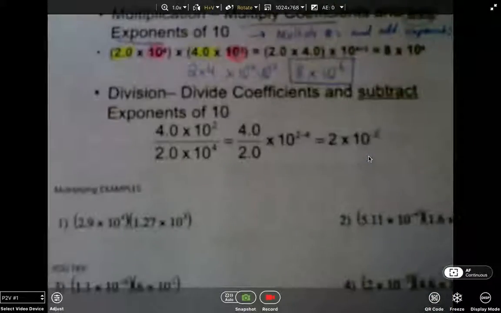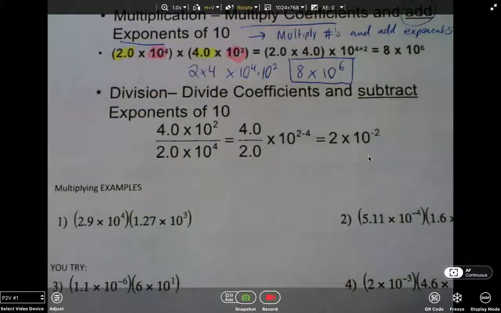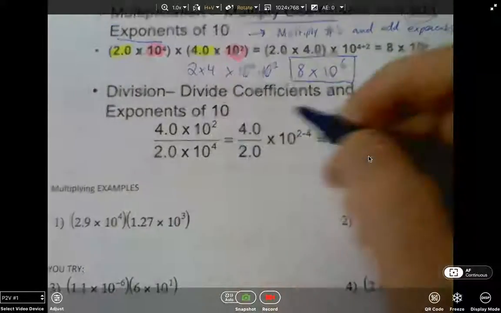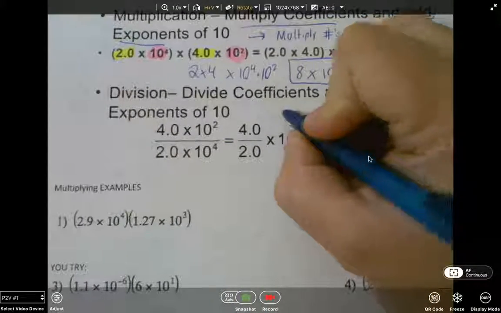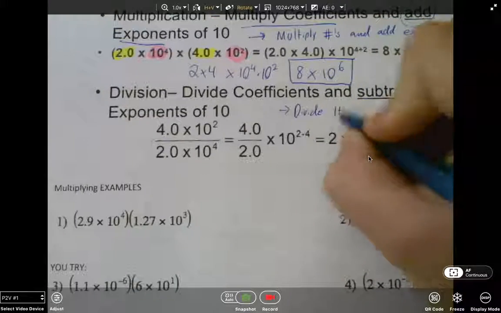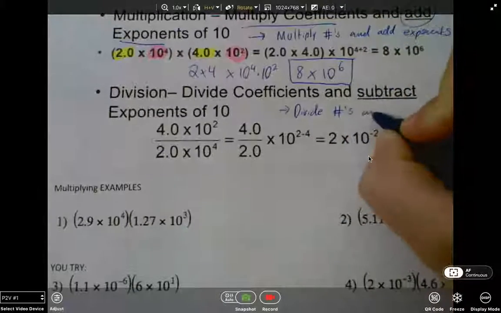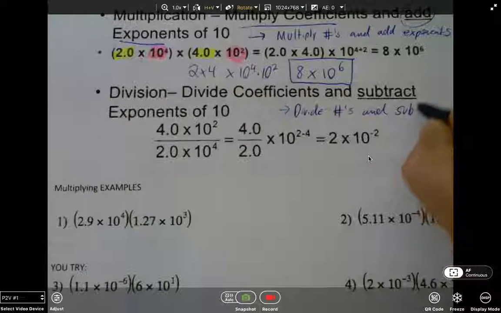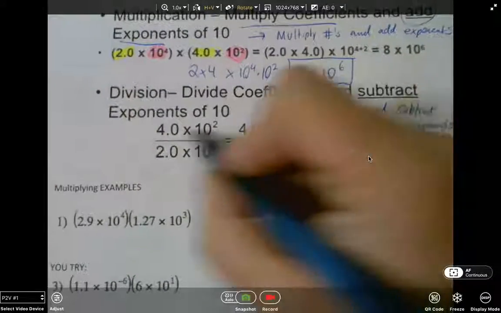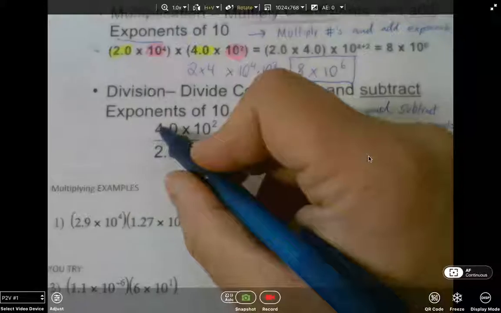When you do division, on the other hand, it's very, very similar. You're just going to divide the numbers and subtract the exponents. So divide the coefficients and subtract the exponents of 10. So we'll write that: divide numbers and subtract exponents. So in this example, it's pretty easy to see. They even break it out for you. I'll do it on the side too.